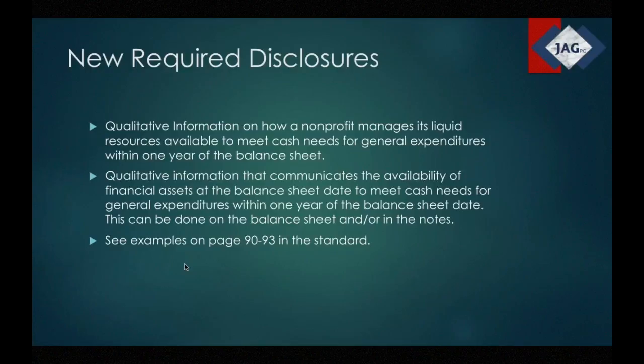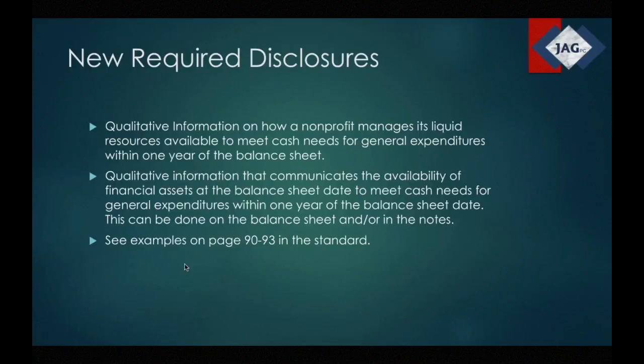Qualitative information that communicates the availability of financial assets at the balance sheet date to meet cash needs for general expenditures within 1 year of the balance sheet has to be also disclosed. And so basically, what the disclosure requirement is that you are going to be required to have a footnote that explains how you're going to manage your expenditures for the next year.